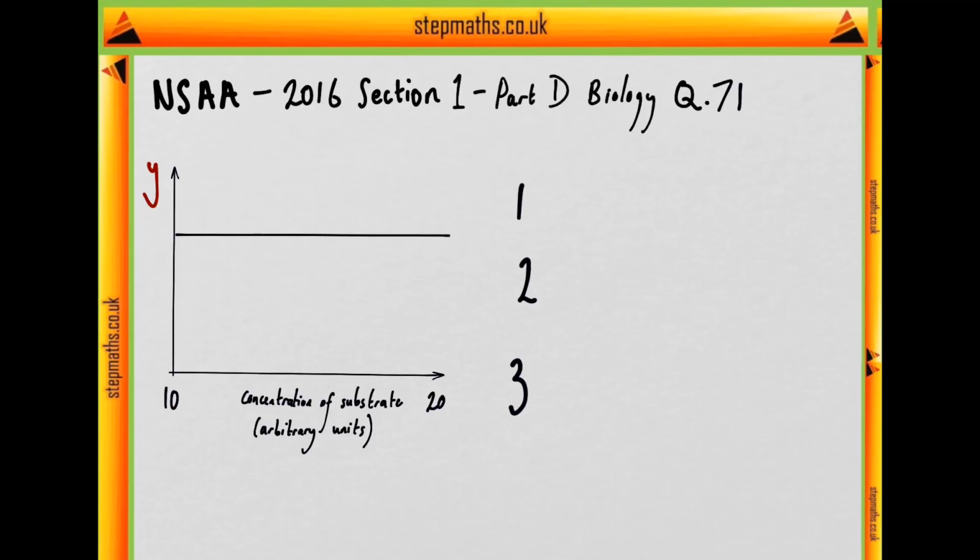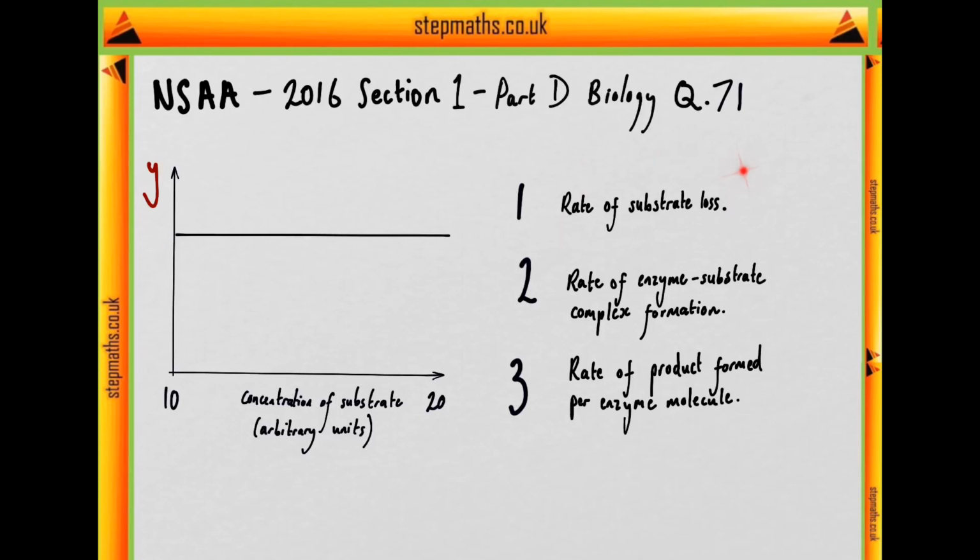Now, before we look at the three options, let's have a look at our graph. We can see that increasing the concentration from 10 to 20 arbitrary units leaves our y-axis completely unchanged. There is a flat line. Bearing that in mind, which of the following three could be the y-axis? Firstly, the rate of substrate loss. Secondly, the rate of enzyme-substrate complex formation. And thirdly, the rate of product formed per enzyme molecule.